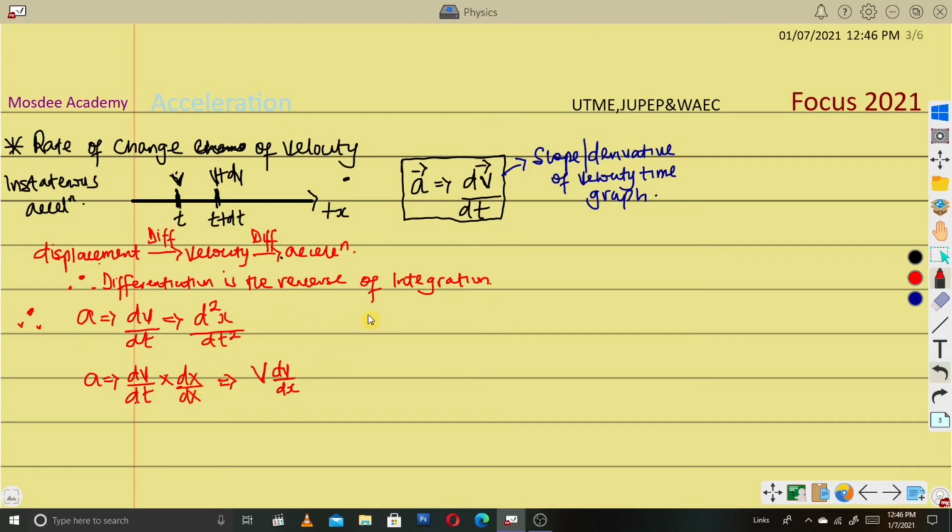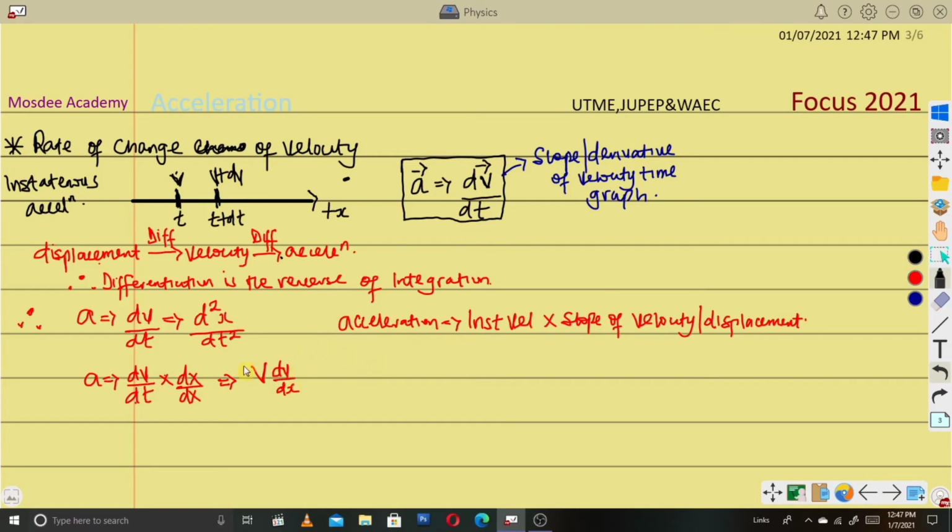So by and large, what I'm trying to say is that acceleration, in a nutshell, is equal to the instantaneous velocity, that is velocity at an instant of time, multiplied by the slope of velocity and displacement. So we can always keep that in mind because of some questions. It depends, like I said, on the nature of the question, which will tell us which one is going to work for a particular question.